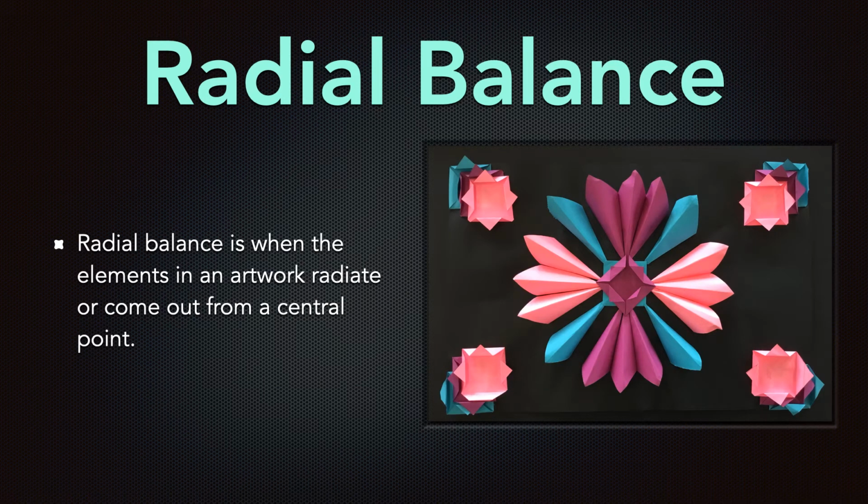Last, radial balance. Radial balance is when the elements of an artwork radiate or come out from a central point. Notice that this artwork starts in the middle of the 3D design and radiates out. In fact, this student started this artwork by gluing down the shapes that you see in the middle.